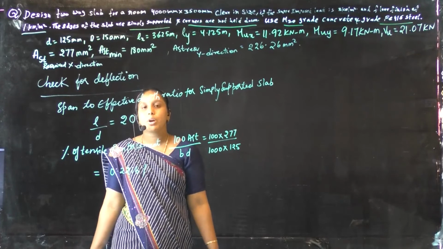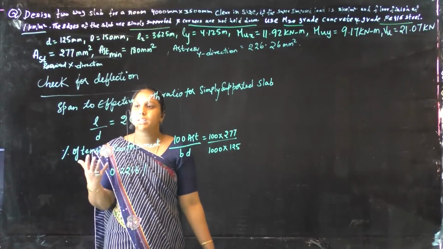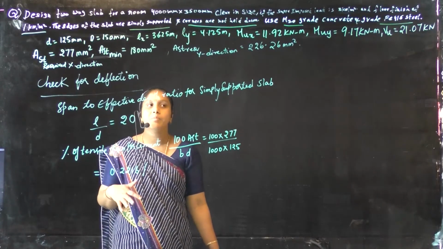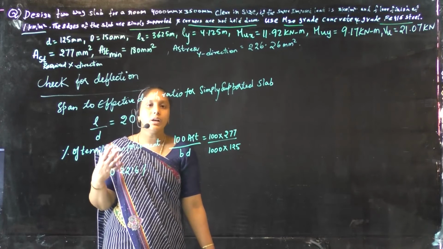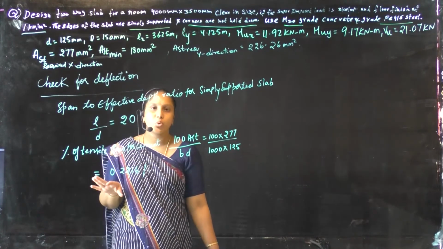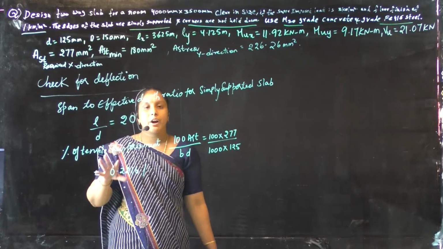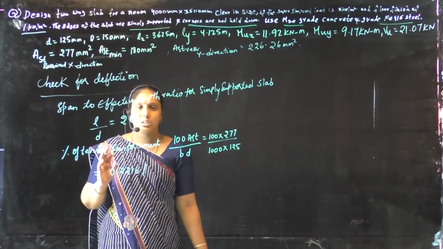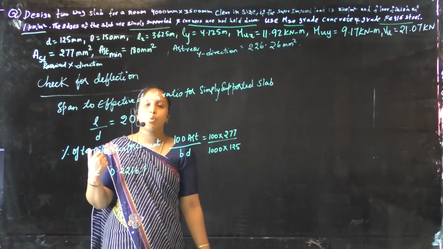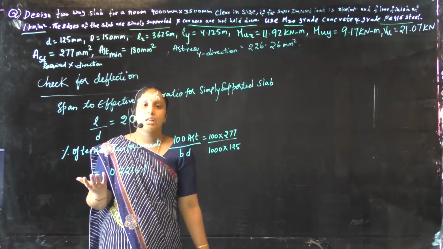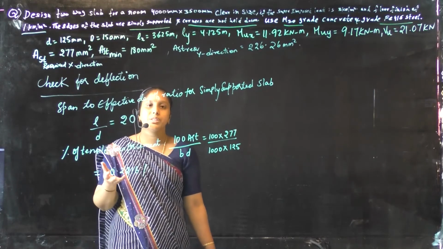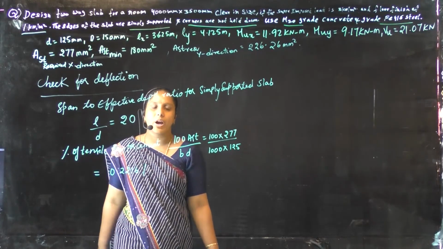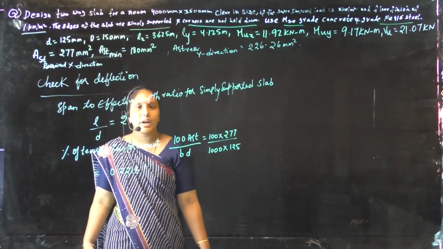Now we have to calculate the L by D maximum ratio, and also the L by D which is provided. The provided value should not be more than the maximum value. That is the check we have to do. To find the L by D maximum ratio, we have calculated the percentage of steel. For this percentage of steel, next we have to calculate the stress value, Fs. So how will we calculate that?